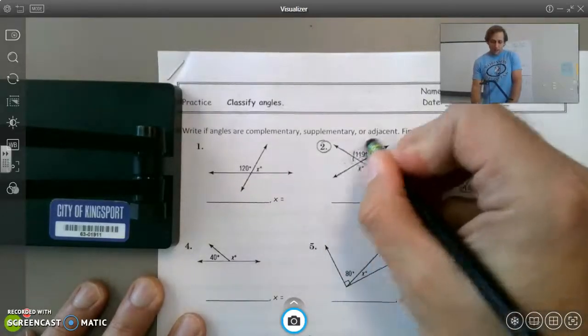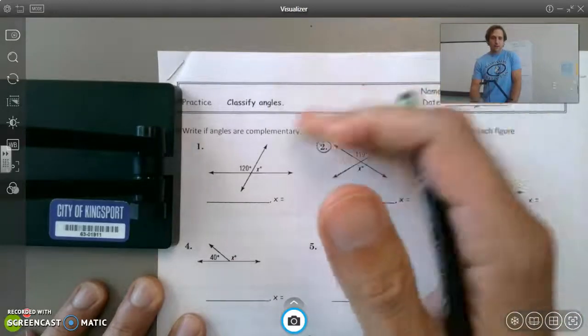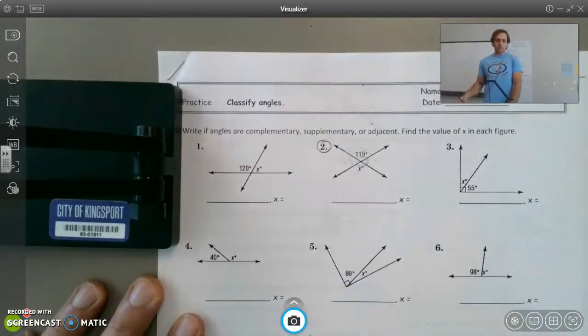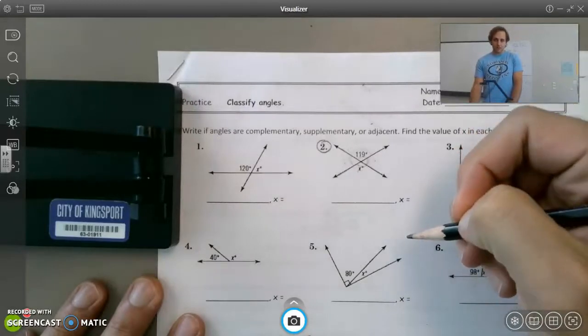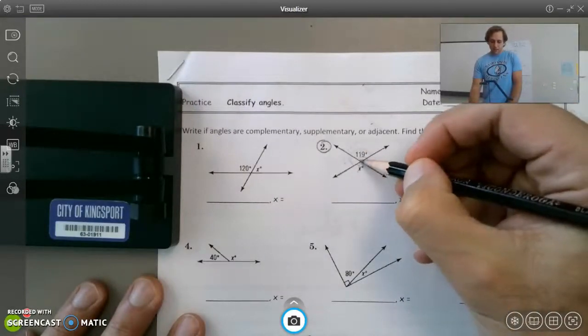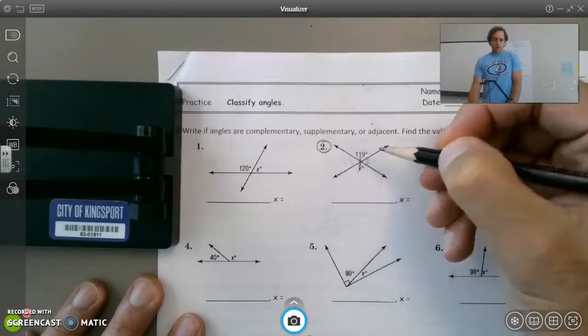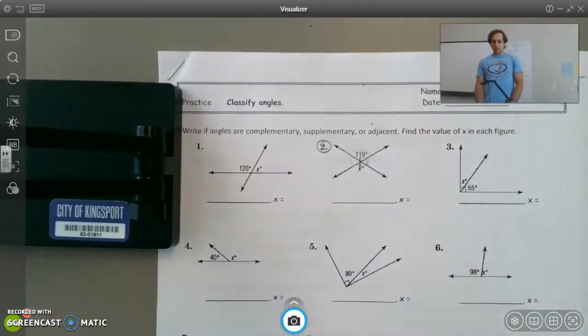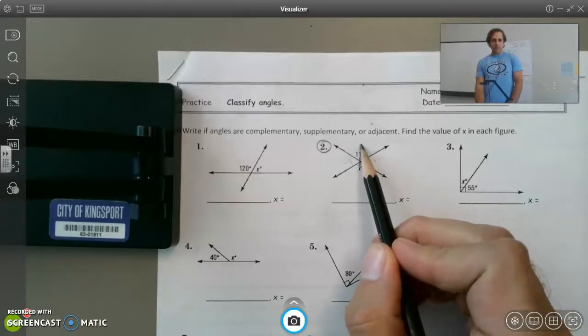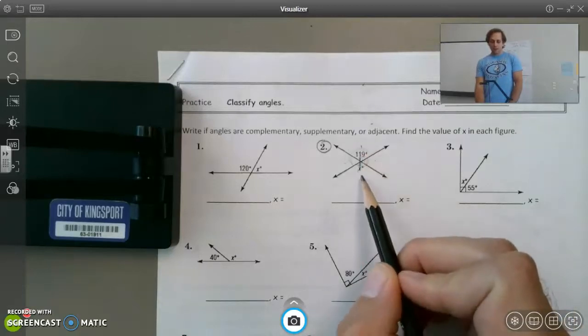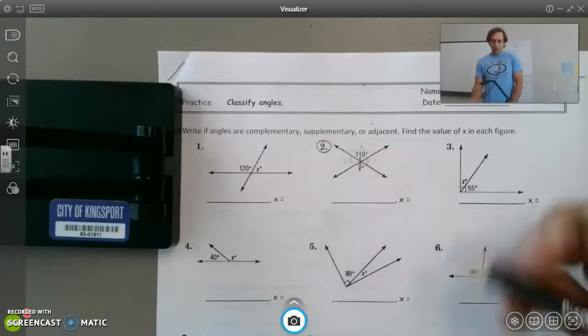Now, when this happens, there's another angle relationship that happens. That angle relationship is called vertical angles. That means they are on the opposite side from one another across from the intersection. So at this intersection, I've got an angle up here of 119 degrees, and then I have an angle directly across it.